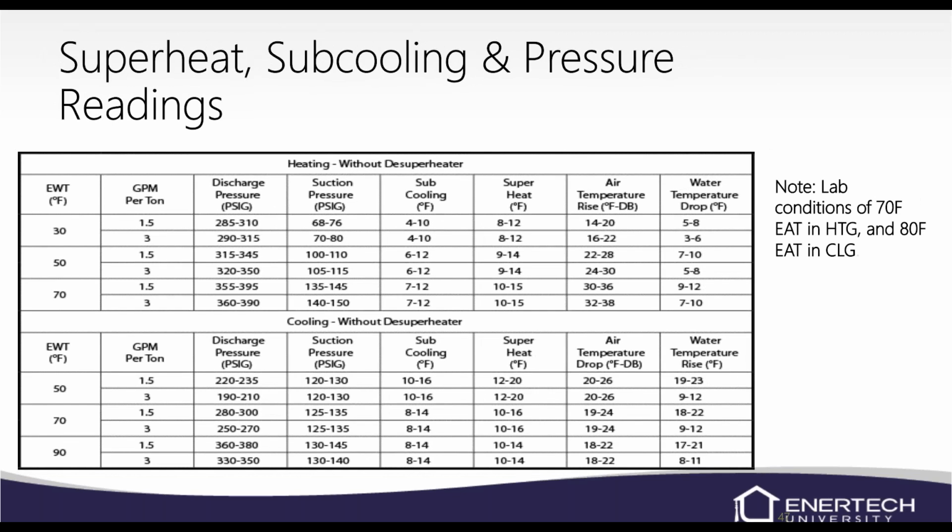Here's a chart that we will list, in the troubleshooting section, showing discharge pressure, suction pressure, superheat, subcooling ranges, and air and water temperature differences. Now we are using 70-degree entering air temperature in heating and 80 in cooling for this, so it could be a little bit different for you. In cooling, we're usually cooler than that on our return air temperature. Heating, that's probably pretty good, but in cooling, I would say we're probably closer to 75-degree return temperature. Really depends on the home, I guess, but we're probably a little bit lower than that.